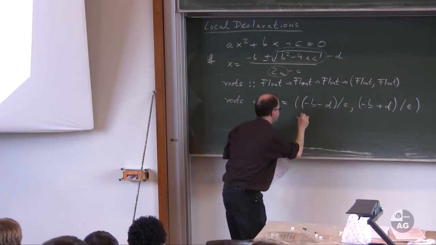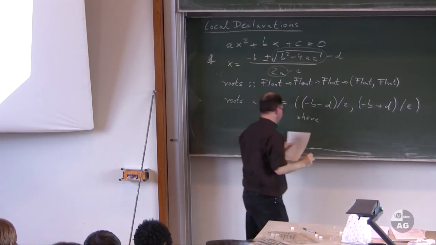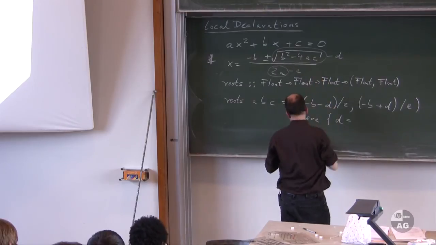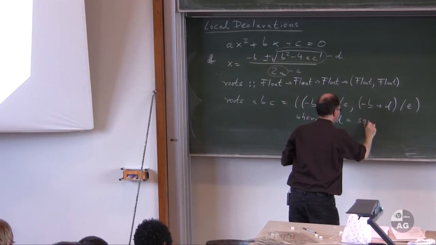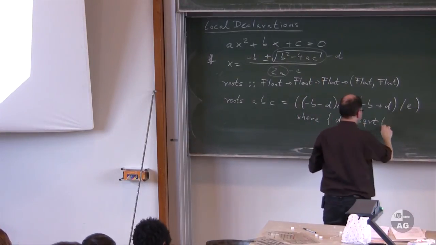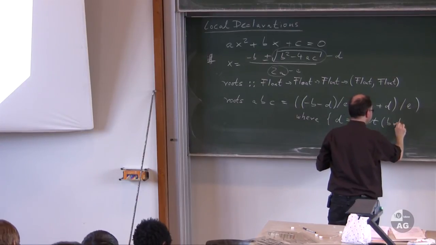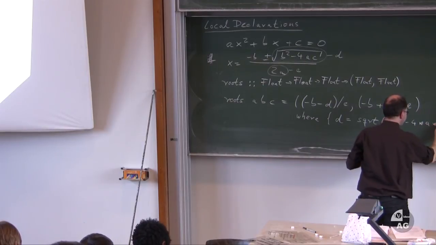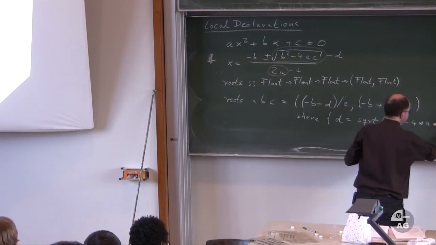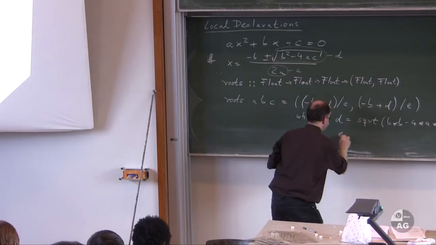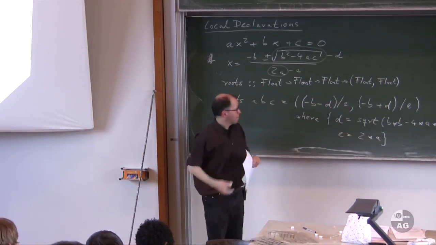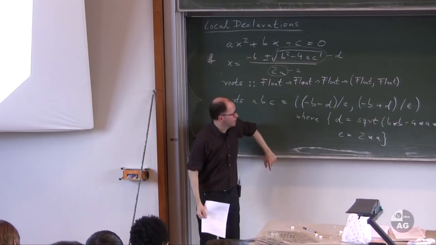And for this, we add a local declaration. We say, well, d is this thing. So it's the square root of b times b minus 4ac. And what is e? e is 2 times a. And something like this is called a local declaration.